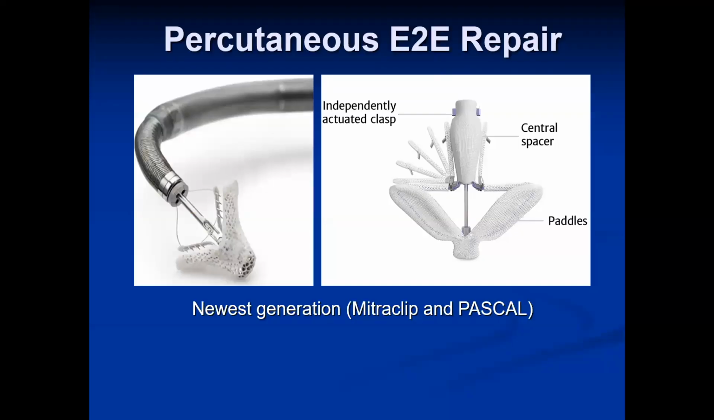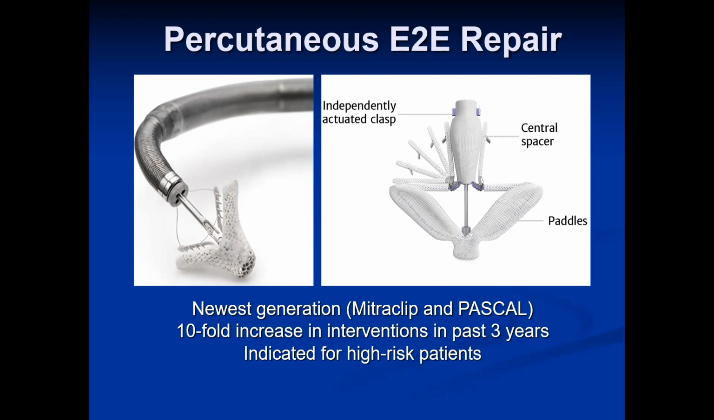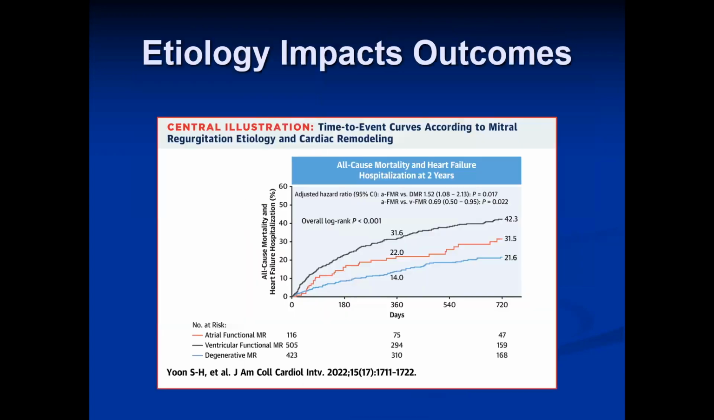So again, the workhorse of MR therapy are the mitral clips. The newest generation, I believe we're now in the 4th generation, are really extraordinarily effective. There's a 10-fold increase in use in the last 3 years. They are indicated for high-risk patients. There may be an indication creep. We're applying it to younger patients, but they're very safe. The mortality is extraordinarily low, so we know that.